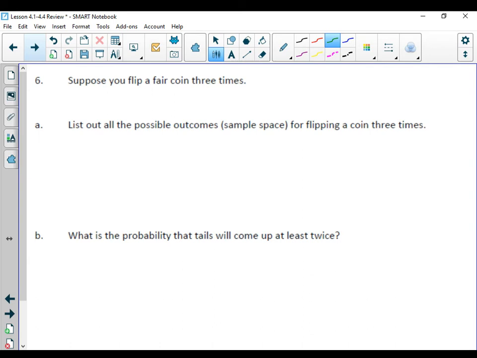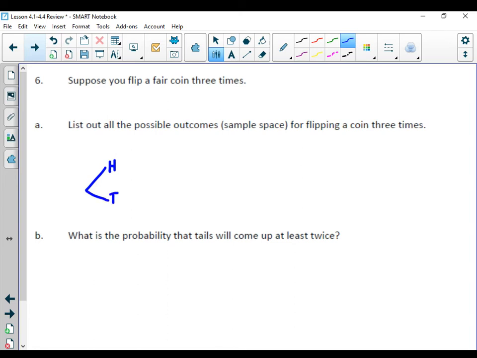All right, then the last one, they said, suppose you're going to flip a fair coin 3 times. We want to list all the possible outcomes, or in other words, the sample space for flipping a coin 3 times. Well, I'm going to set this one up with a tree diagram, even though we hadn't necessarily done tree diagrams when you did this initial worksheet. So a tree diagram here is nice because it helps me stay organized. So the first thing I would do is I flip that coin, and that tells me I have 2 options. I have heads or I have tails.